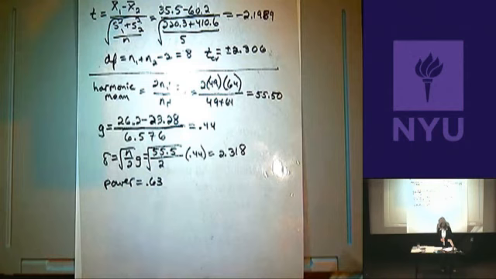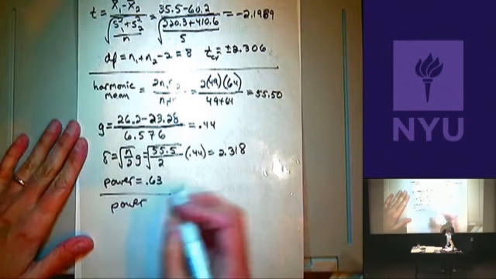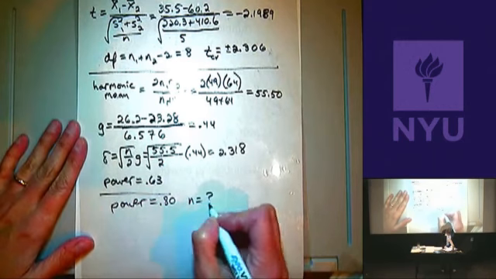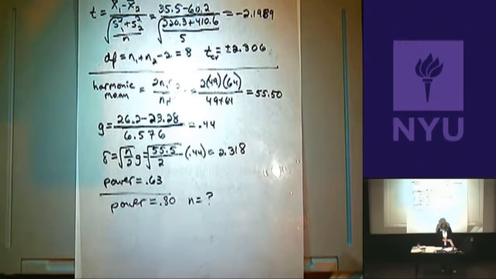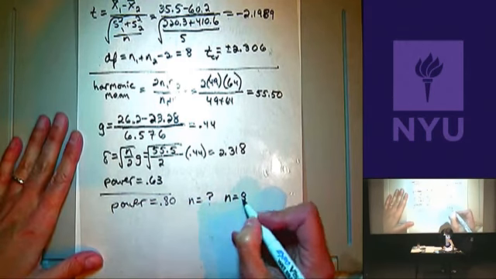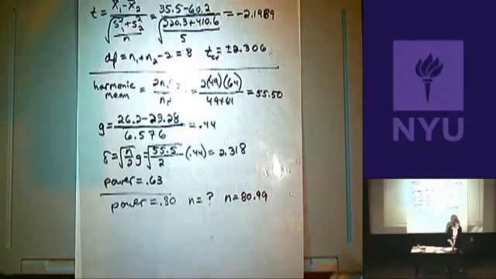And if you wanted to find out, I think I'm just going to give you the answer, and you go figure it out. If I wanted a power of 0.8, how many subjects would I need? Okay. I'm going to tell you what it is. It's 80.99 or 81 subjects per group. But you could go back and do the computations if you want. I don't really want to keep you in this room longer than is absolutely necessary.